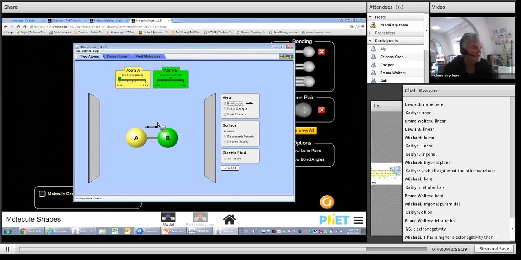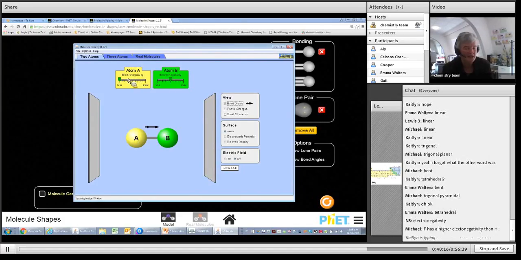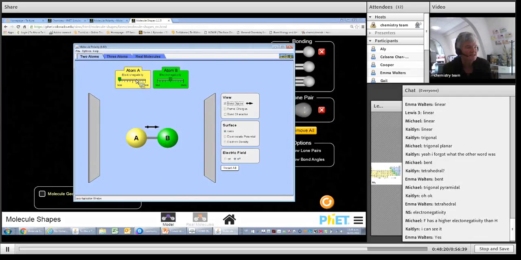So let's take atom A over here, and can you see this word, or is it too tiny? It says electronegativity. Okay, you can see it. So I don't have a very high electronegativity for A, and B has a higher electronegativity. If I make it higher, can you see what happens to that arrow? It gets longer to show it's a bigger difference. That arrow represents what we call a bond dipole.